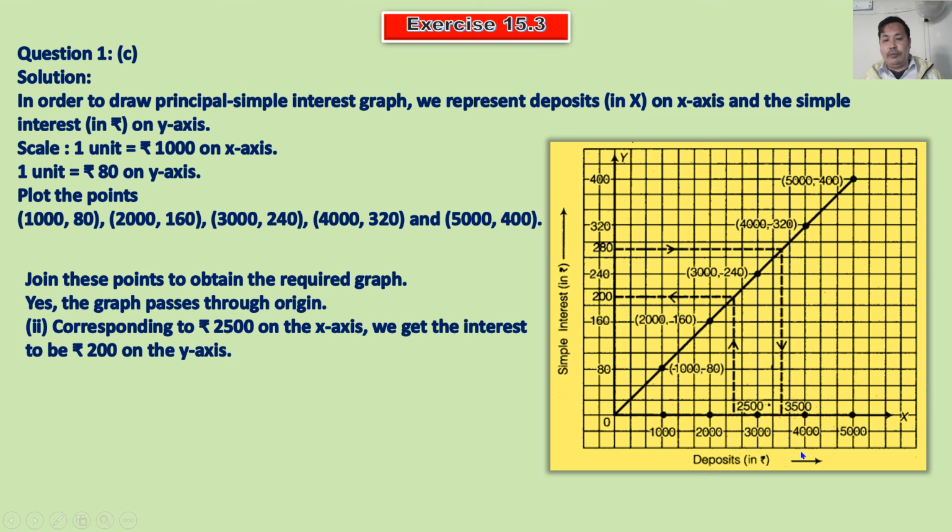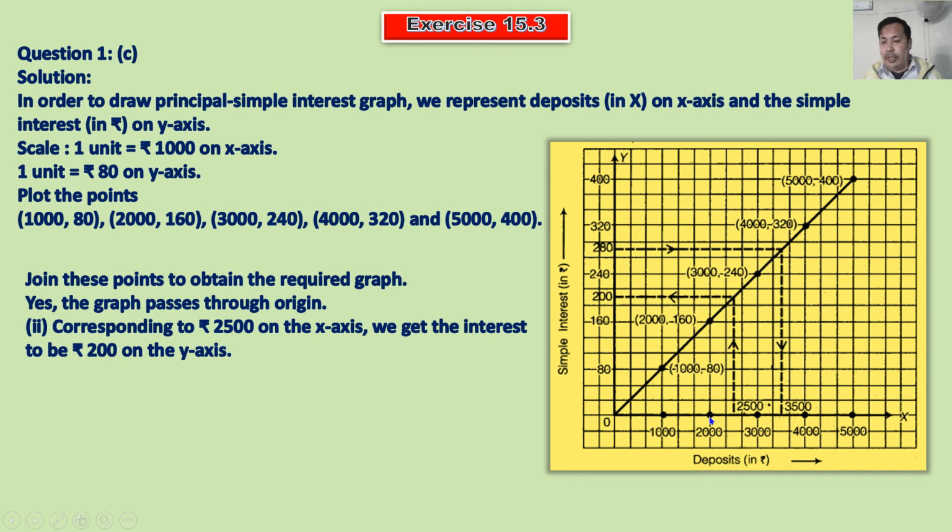The corresponding interest to rupees 2500 on the x-axis. 2500 will be the middle of this 2000 and 3000. Once again, 2000 and 3000, the middle will be 2500, and from there you just come straight to the coordinate of y. Then you get here 200. How do you get 200? The middle point of this 160 and 240 will be 200. You add this 160 and 240 and divide by 2, and you'll get 200.